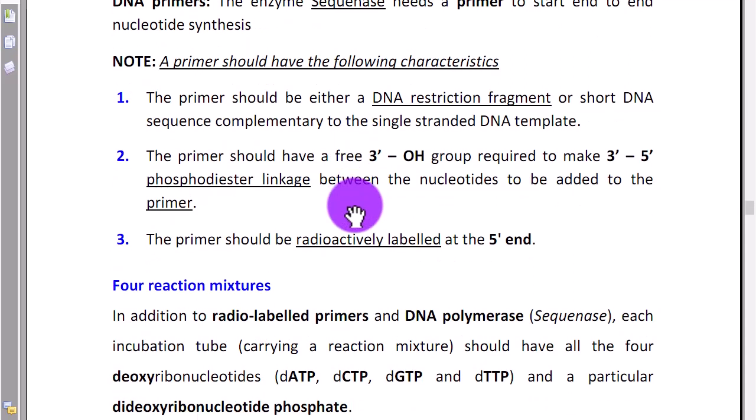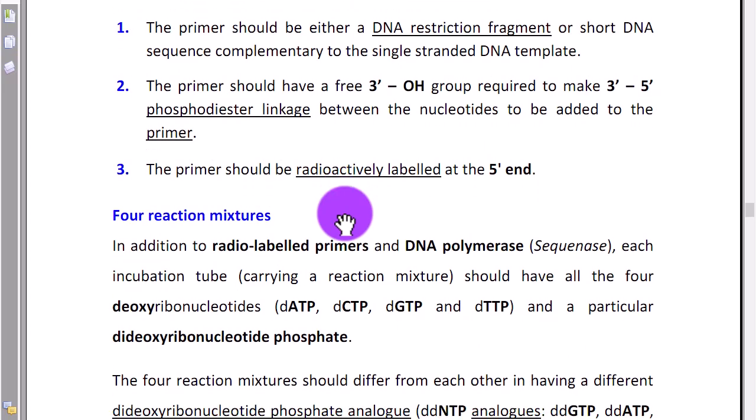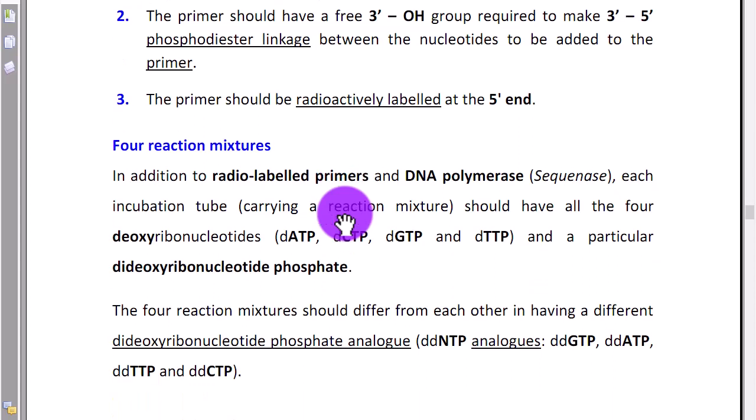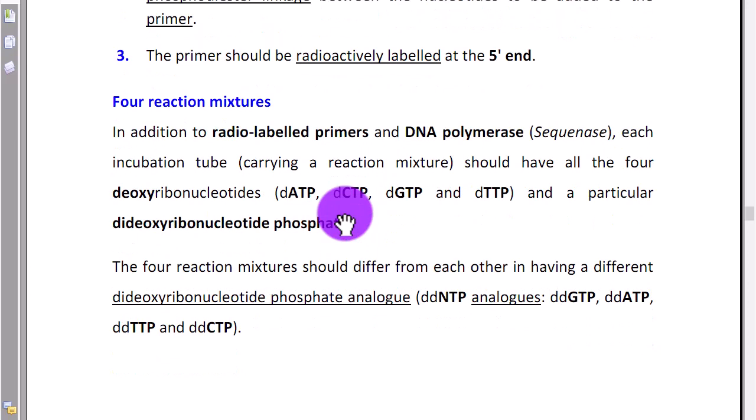A primer should have the following characteristics. The primer should be either a DNA restriction fragment or a short DNA sequence complementary to the single-stranded DNA template. The primer should have a free 3'-OH group, required to make the 3' to 5' phosphodiester linkage between the nucleotide to be added and the primer. The primer should be radioactively labeled at the 5' end.